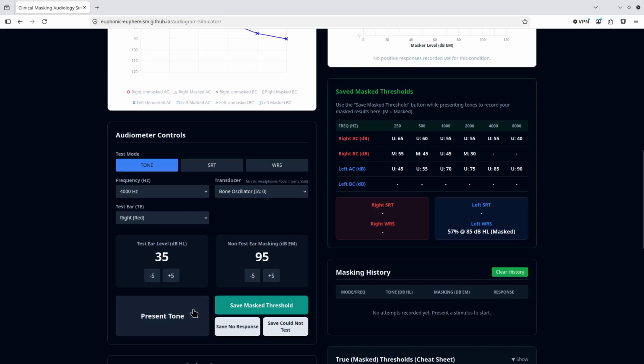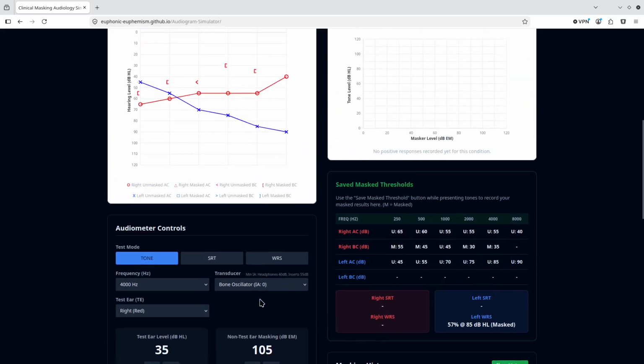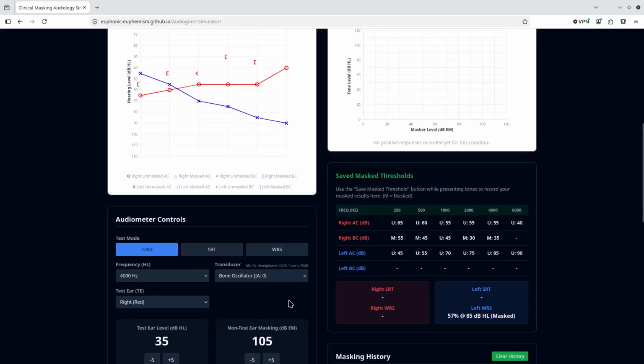Let's start it out and present a tone. Got a response. Present a tone. Got a response. We're getting up into territory where we probably don't want to go much higher than 105. So even though we're just at 105, we're going to save the mask threshold even though we have a small plateau of 10 dB. It's probably the right answer, but we can't go any safer to a higher level.